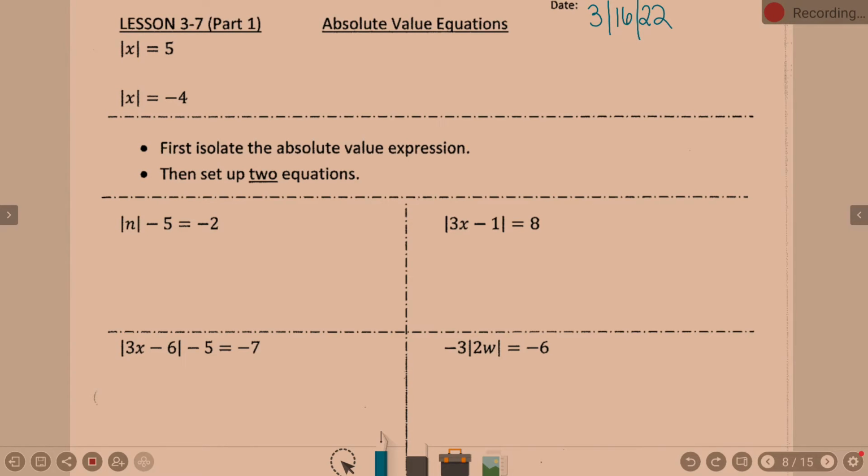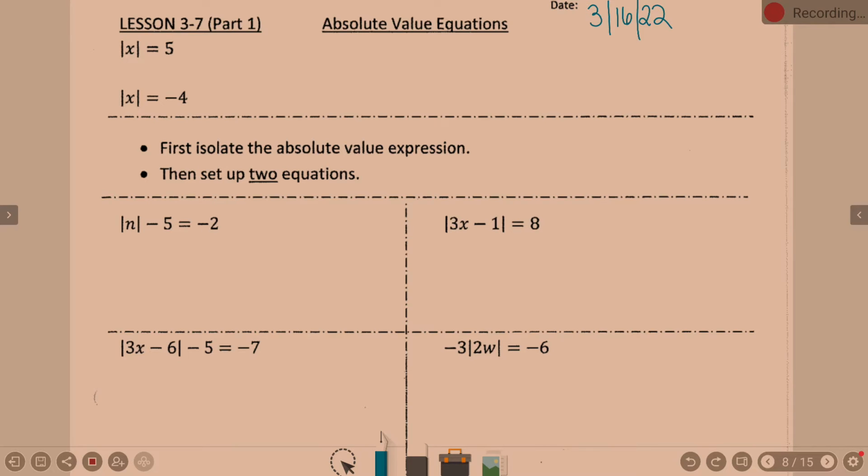Lesson 3.7, Part 1. So Lesson 3.7 in general is absolute value. There's absolute value equations, and there's absolute value inequalities. Now, I know this whole chapter has been about inequalities, the less thans and greater thans, but we're going to throw in the equations. So what's done here is we're splitting it. We're going to do absolute value equations today and just focus on that.